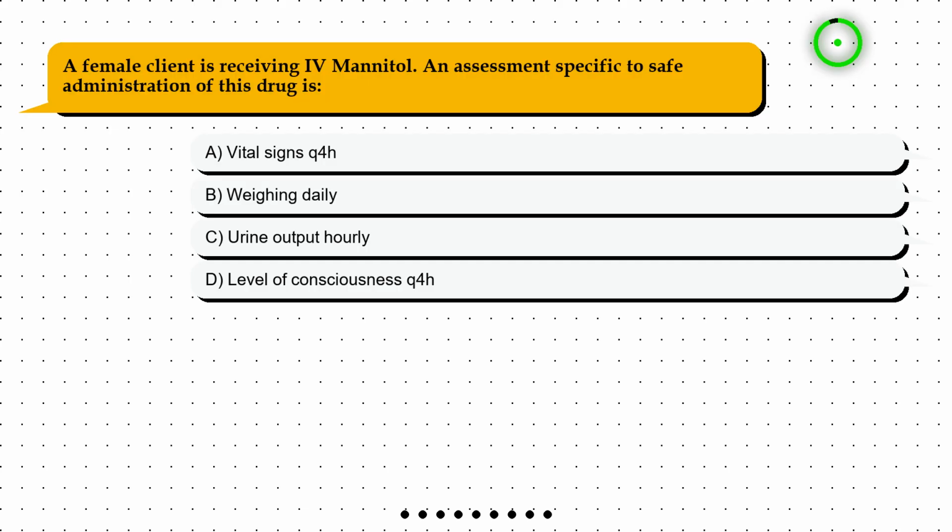Question 1. A female client is receiving IV mannitol. An assessment specific to safe administration of this drug is: Option A, vital signs Q4H. Option B, weighing daily. Option C, urine output hourly. Option D, level of consciousness Q4H.